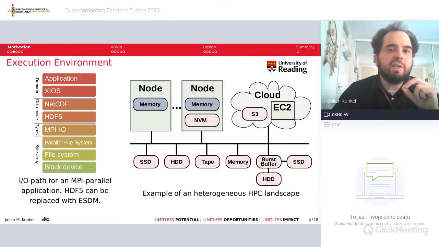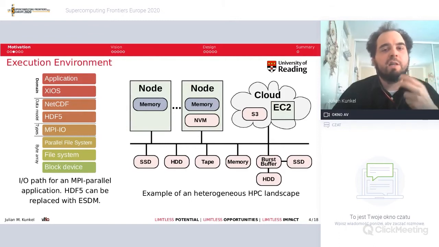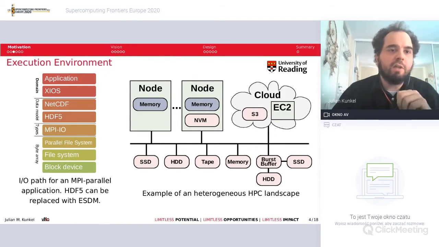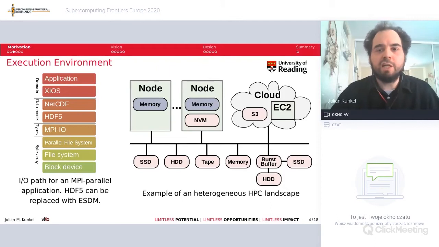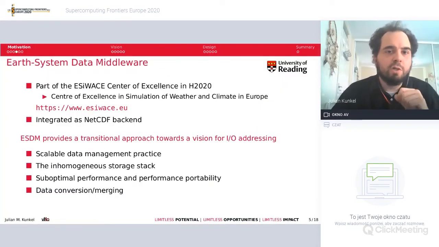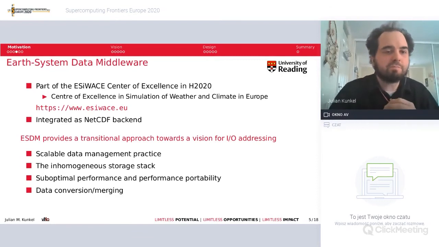If we think about one single application that's executed, particularly a weather or climate model, then this may have a very deep software stack, seen here on the left. The scientists use a specific software that is actually a burst buffer on the application side to accelerate the I/O. And under the hood, they typically use software like NetCDF as a middleware. So this is the starting point where we connect with our Earth System Data Middleware, which is part of the ESiWACE Center of Excellence in the Horizon 2020 project.